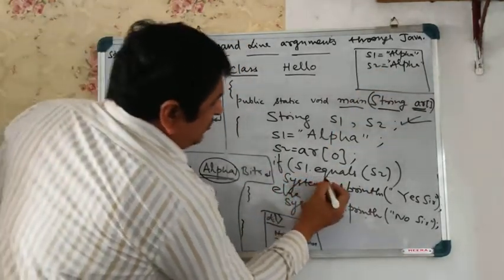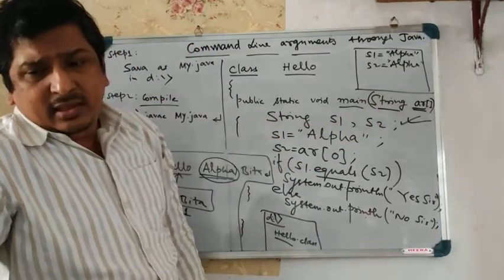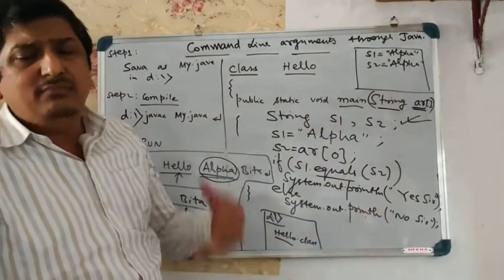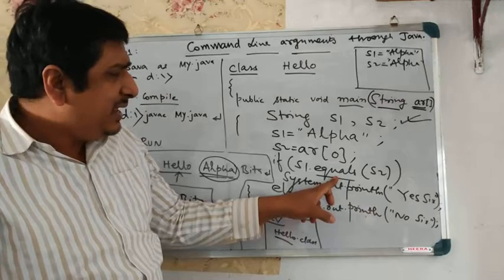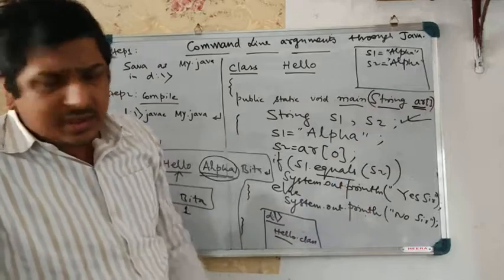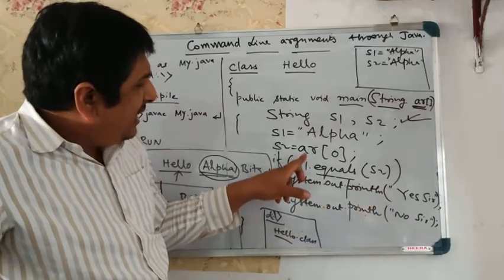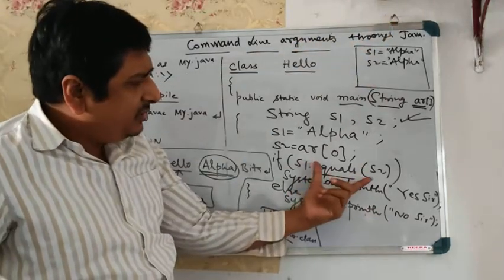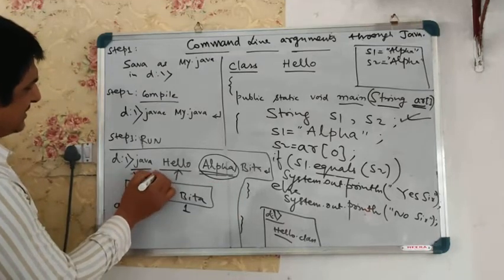Then S1 dot equals, see, this is a method. As I said, string is a class, so it has its own methods. It has a number of methods. Among them, there is a method equals. What it basically does is check between these 2 strings. If they are equal, it will return true. Otherwise, false. So here, S1 dot equals S2. Here AR is alpha and S1 is alpha. So both are equal. That's why it will return true, and in the output we will get yes sir.